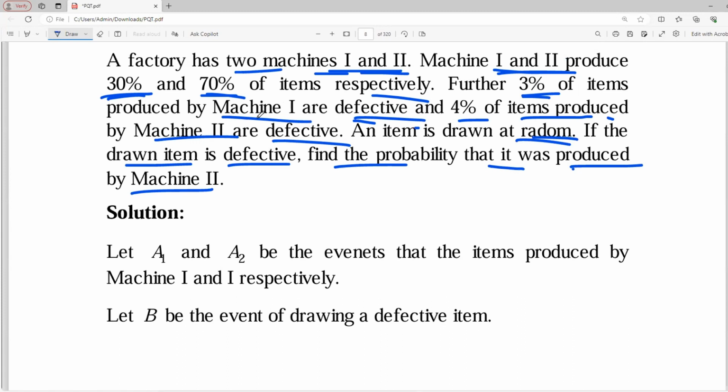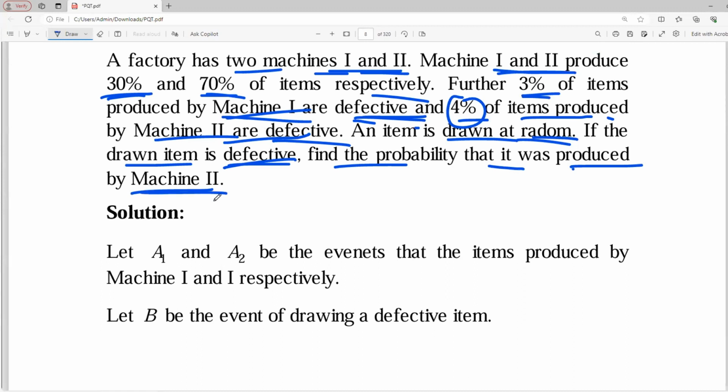Further, 3% of the items produced by machine one are defective. Within the 30%, 3% of the items are defective, and 4% of the items within the 70% are defective in machine two. An item is drawn at random. So they are randomly taking an item from the machine-produced items. If the drawn item is defective, find the probability that it is produced by machine two.